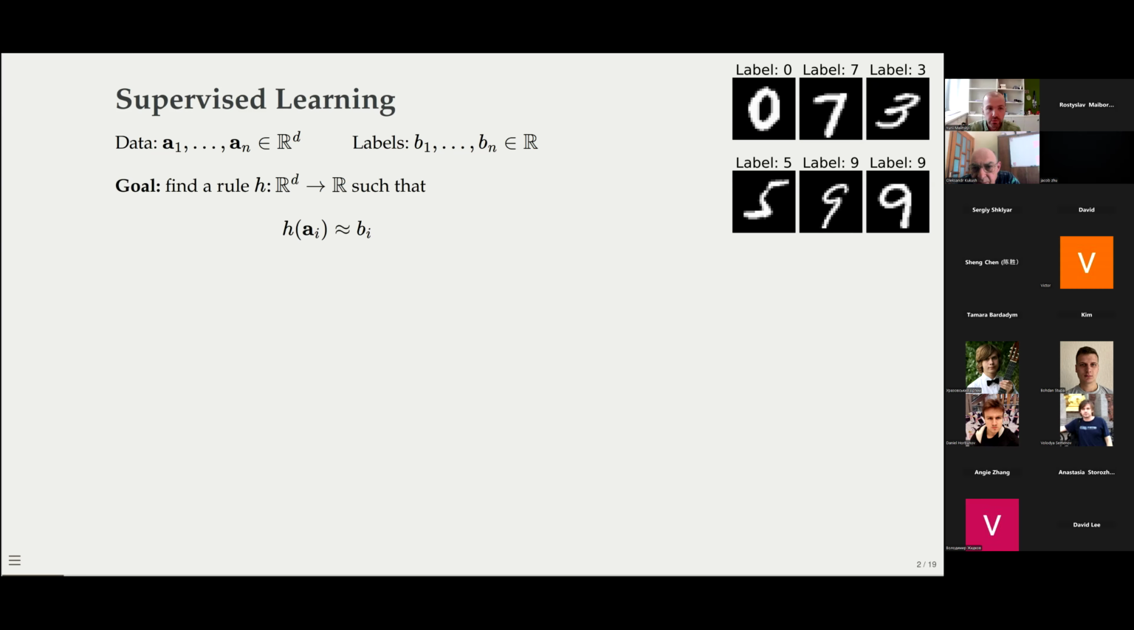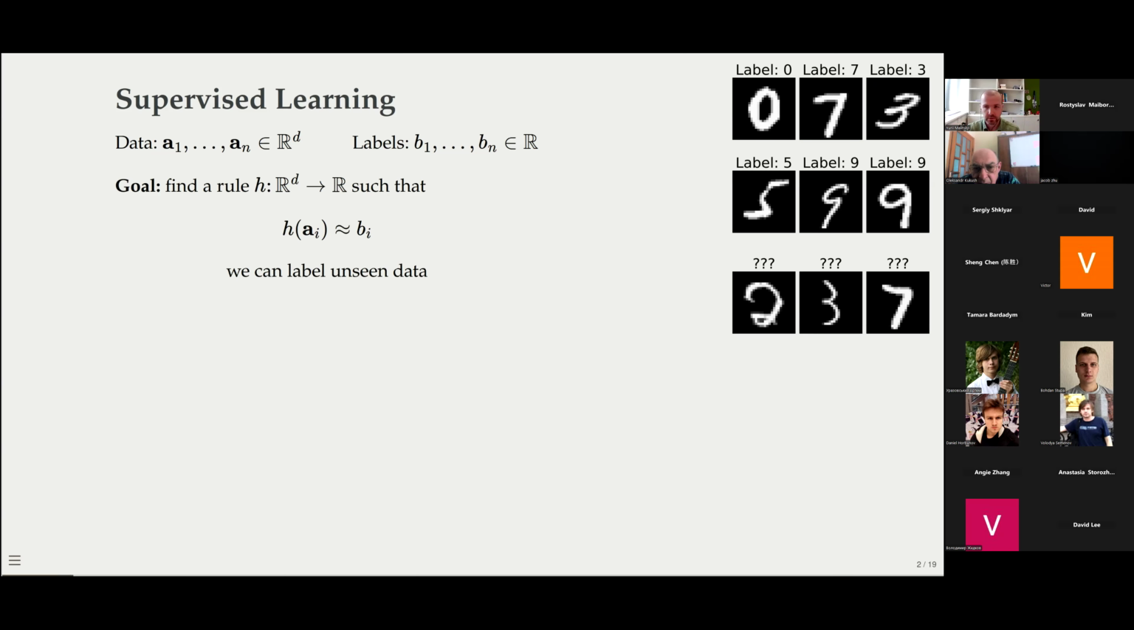Why do we need to discover this rule? Because together with labeled data, of course, we have some unlabeled data. And if we are sure that we discovered a good rule, we would be able to automatically label all this data, to classify it, et cetera. And how do we usually do this? We need to first consider some class of functions, otherwise it's an intractable task. So let's say, for instance, we can take h as a linear function, or as a polynomial function, or as whatever neural network.